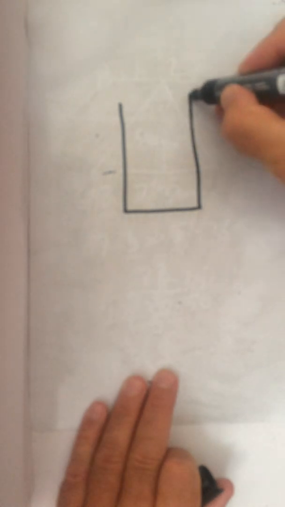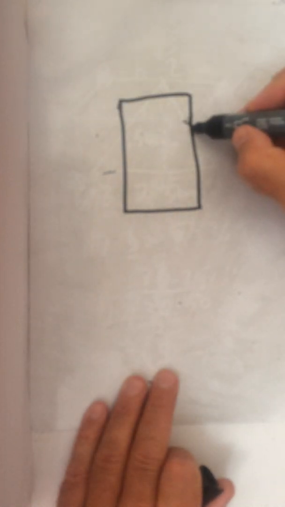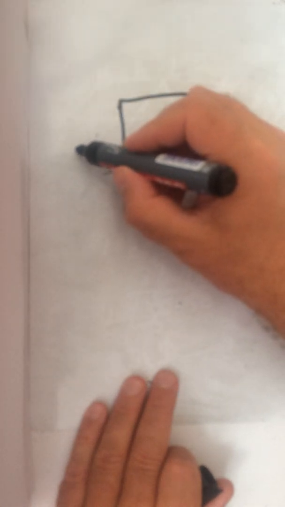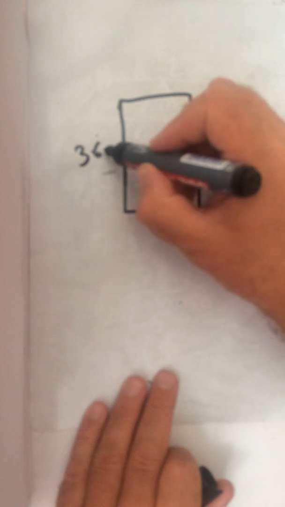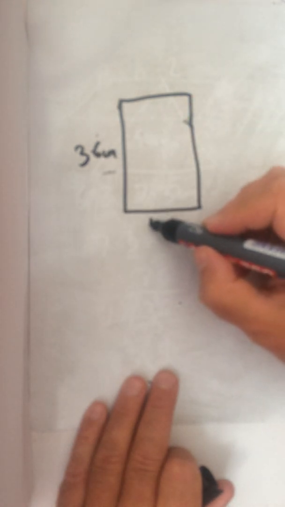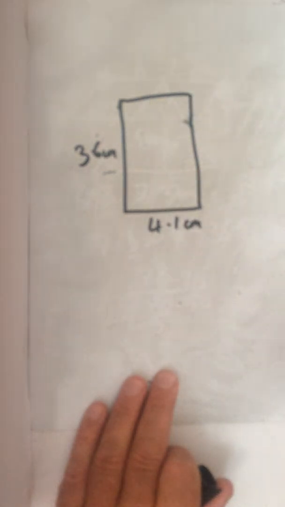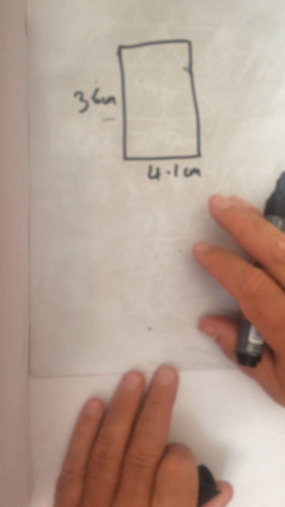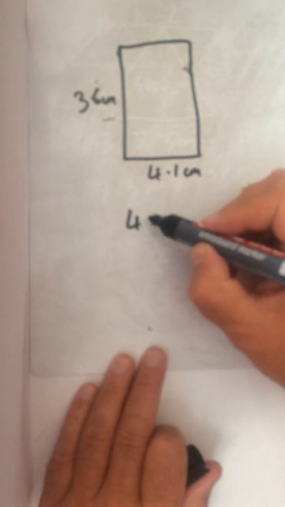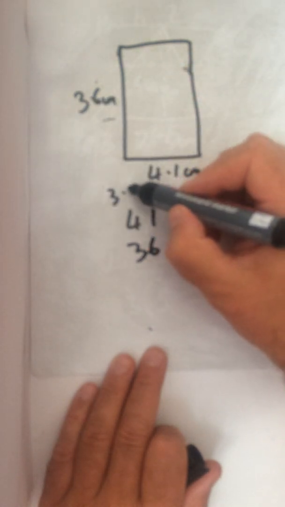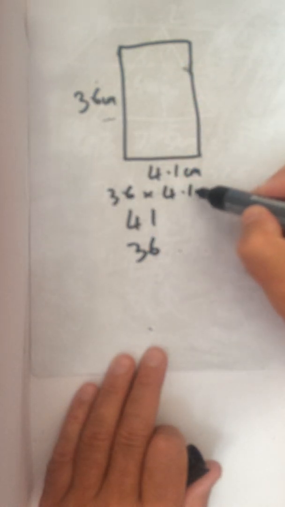Let's quickly, if we have a parallelogram, in fact we can even do a good old-fashioned rectangle, and say for example this is 3.6 centimeters and this is 4.1 centimeters. It's length times the width. So again all I'm going to do is write 41 and 36, and ignore the decimal points. It's 3.6 times 4.1, isn't it?